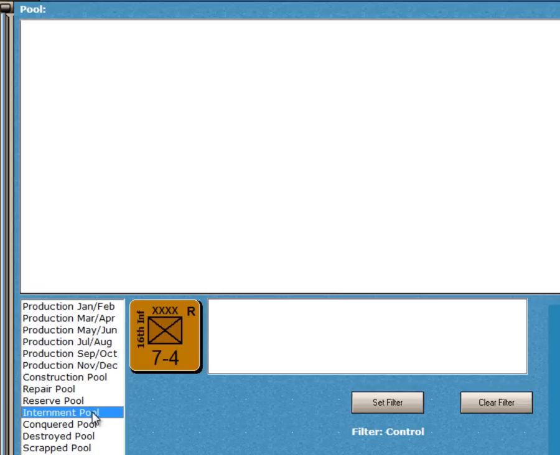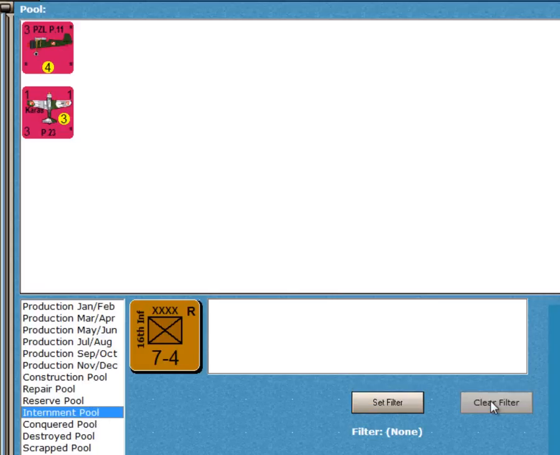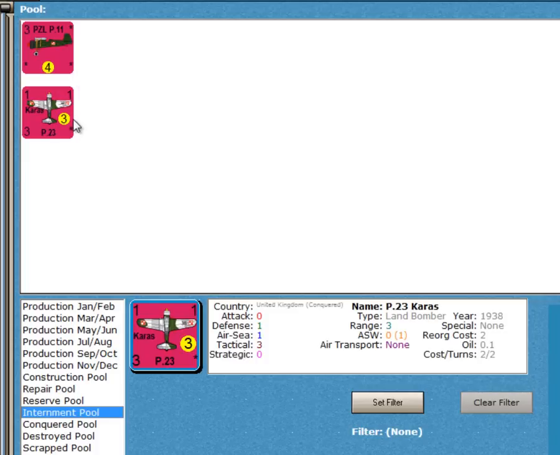But if, say, the USSR is just at war with Japan, then this unit remains in the reserve pool. The internment pool looks to be empty here, but that's because I have the filter set. When I clear the filter, we'll see that there are 2 Polish air units here that fled Poland when it was being overrun by the Germans. And because they have fled, they are now in the internment pool. The pilots from these 2 air units will become available for the Commonwealth.